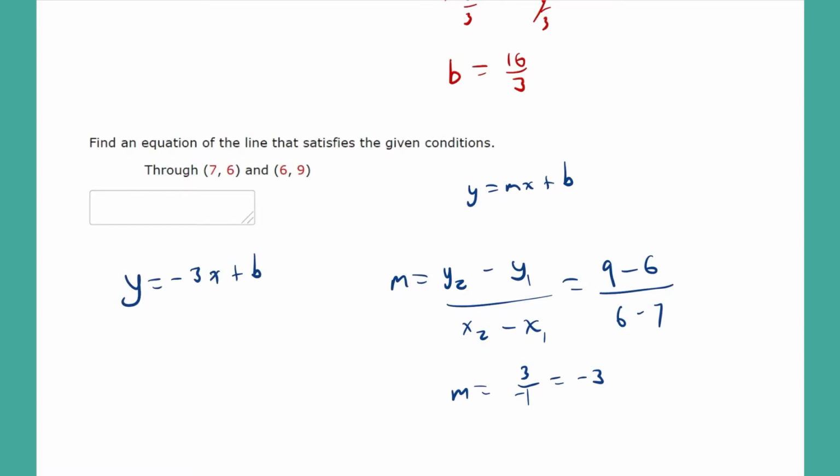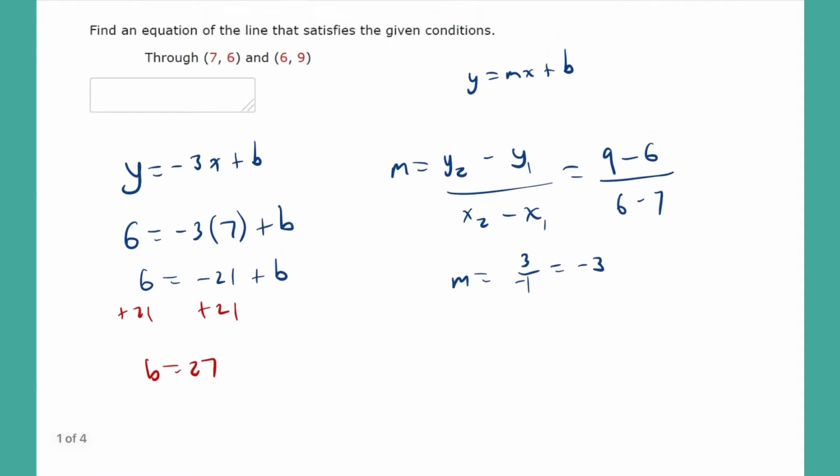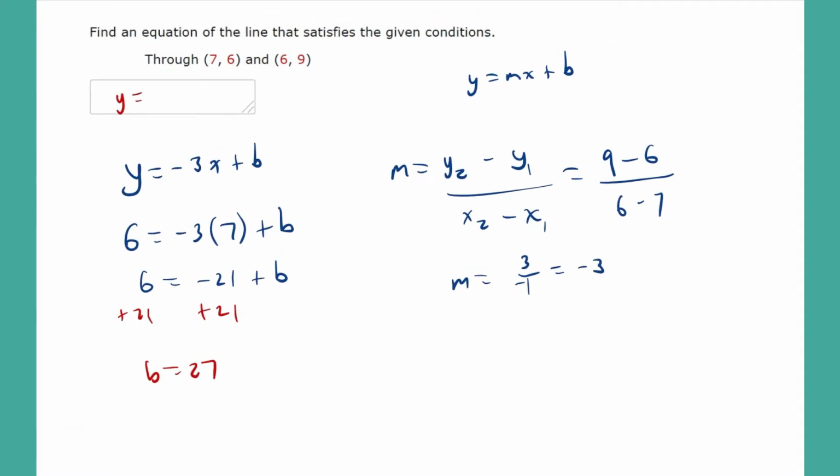And the last thing we need is the y-intercept. So we're given 2 points, so it doesn't matter which of the two we use. They're both going to give us the same result. I'll use the first point. So I'm going to plug in 6 for y and 7 for x. And that'll give us our final y-intercept that we need, plus 21. And so b equals 27. So our final answer would be y equals -3x plus 27.